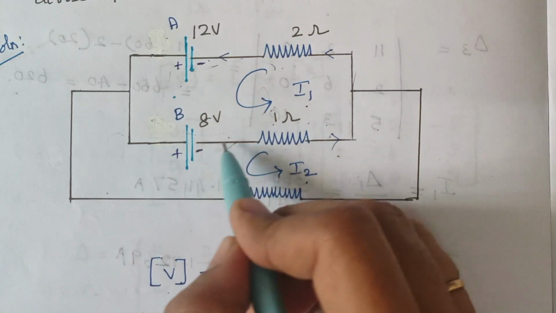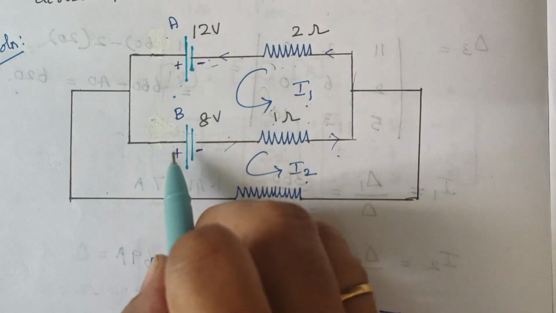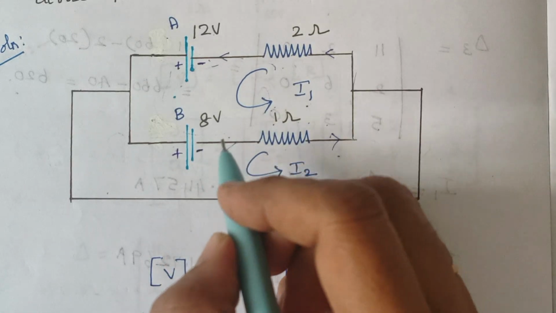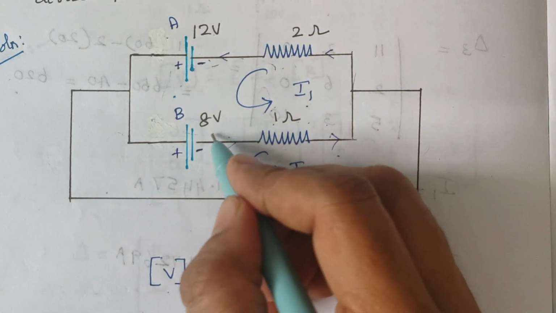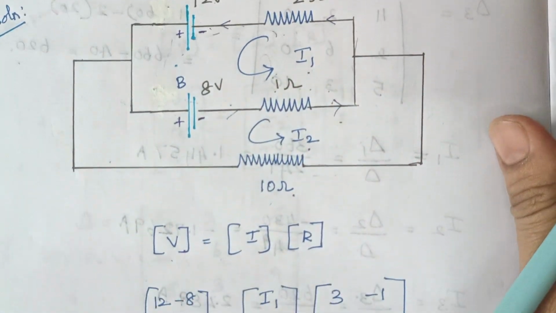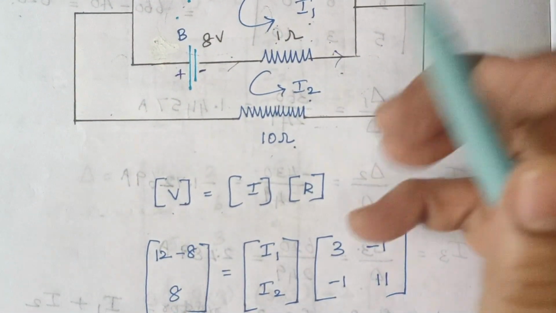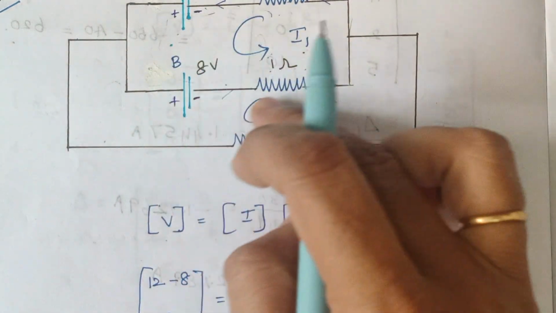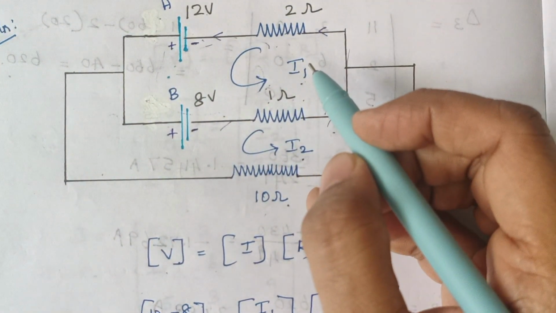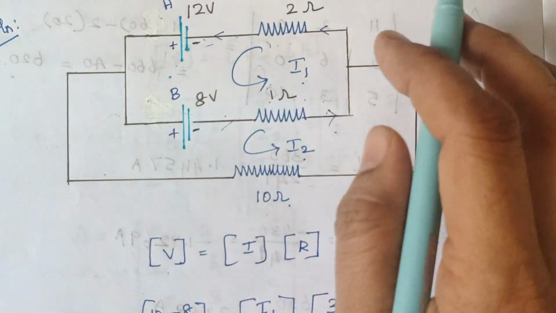Again when you come by this way, the current flows from plus to minus, right? That is from higher to lower potential. Therefore here this 8 volt is considered as minus 8 volt, right? So 12 minus 8, that is the voltage sources in your first loop. Am I making it clear here? So that is the thing, right?